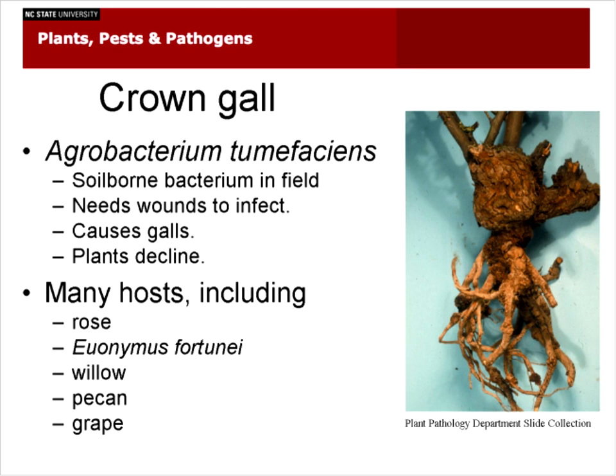It's interesting that there are many hosts of this bacterium, including rose, but also Euonymus fortunei, willow. We've seen it a couple times on weeping willow here in the clinic in the last 2 years, and it can actually go higher on the stem instead of just at the soil line or roots where we usually think. And also pecan and grape have been diagnosed with it here in the clinic in recent years.